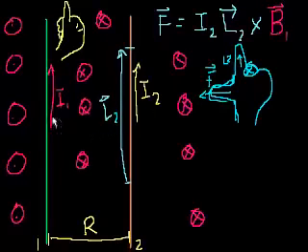If this current is moving in this direction and its field, we know from this wraparound rule, pops out here and goes in here, the effect that it has on this other wire, where the current is going in the same direction, is that it will be attracted. So the net force is going in that direction.